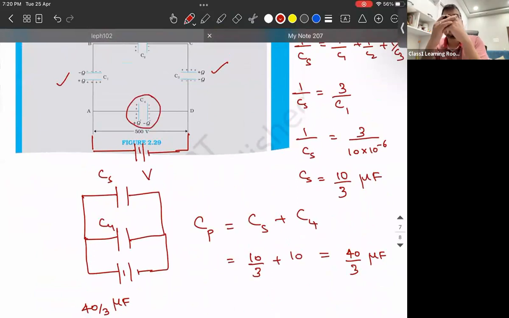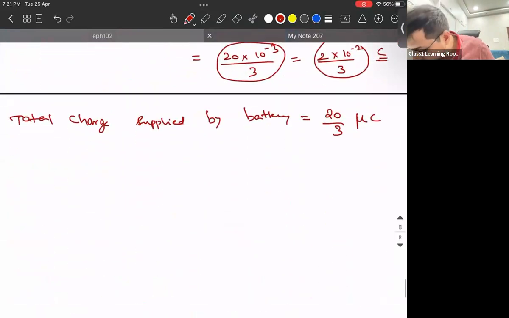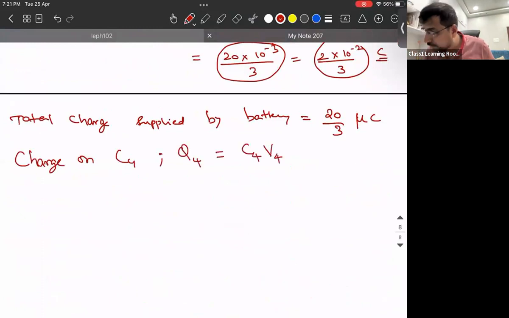It's very simple. Whenever you need to find the charge across each capacitor, you need to find the capacitor across which the battery is connected. In this case, it is connected here. So what is going to be the charge on C4, which I'll call Q4? Q4 will be equal to C4 into V4.